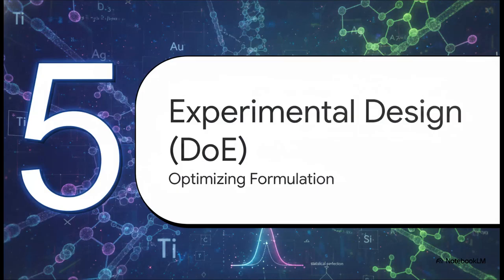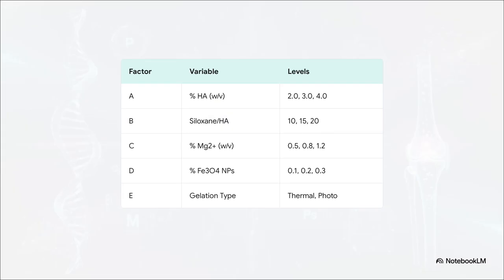Section 5. Experimental design and optimization. Before we even think about clinical applications, the final chemical formulation has to be statistically perfected. To do this efficiently, the framework uses a fractional factorial experimental design, specifically a 2 to the power of 5 minus 1 resolution. This setup is brilliant because it prevents us from having to run thousands of redundant, expensive lab tests while still isolating the critical variables.